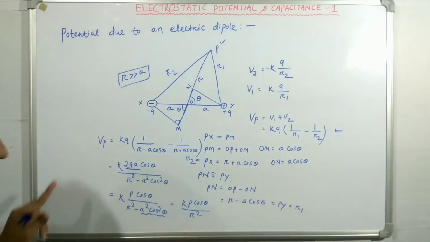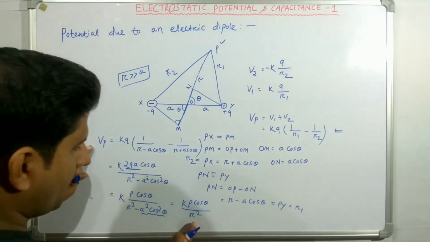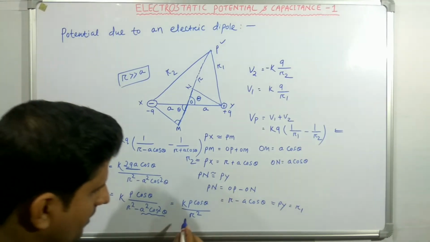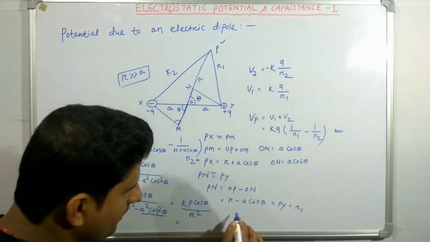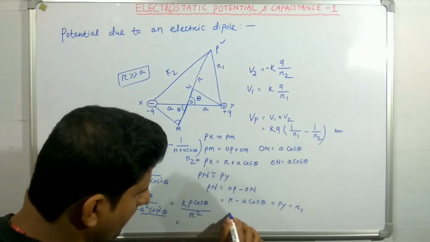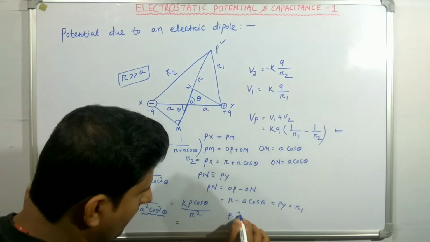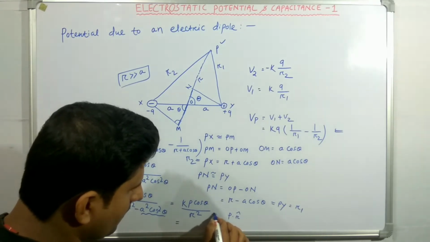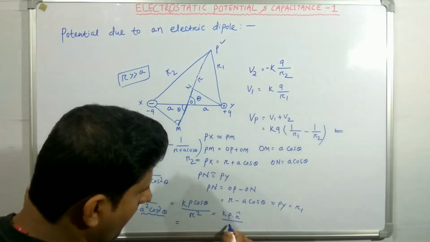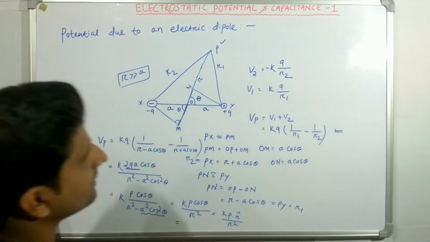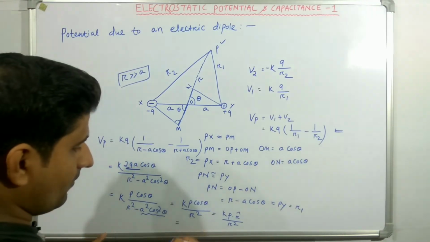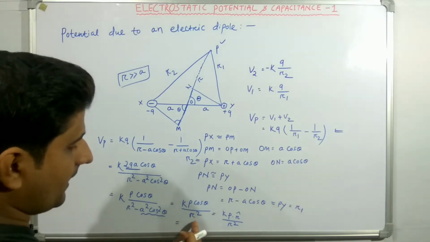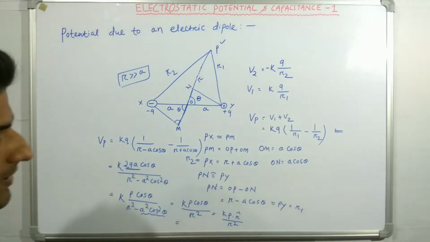Okay, this is the potential due to a dipole, and if we write in vector form, this P cos theta is written as P dot unit r vector. So this should be K P dot r by R squared. Okay, this is the potential due to an electric dipole.